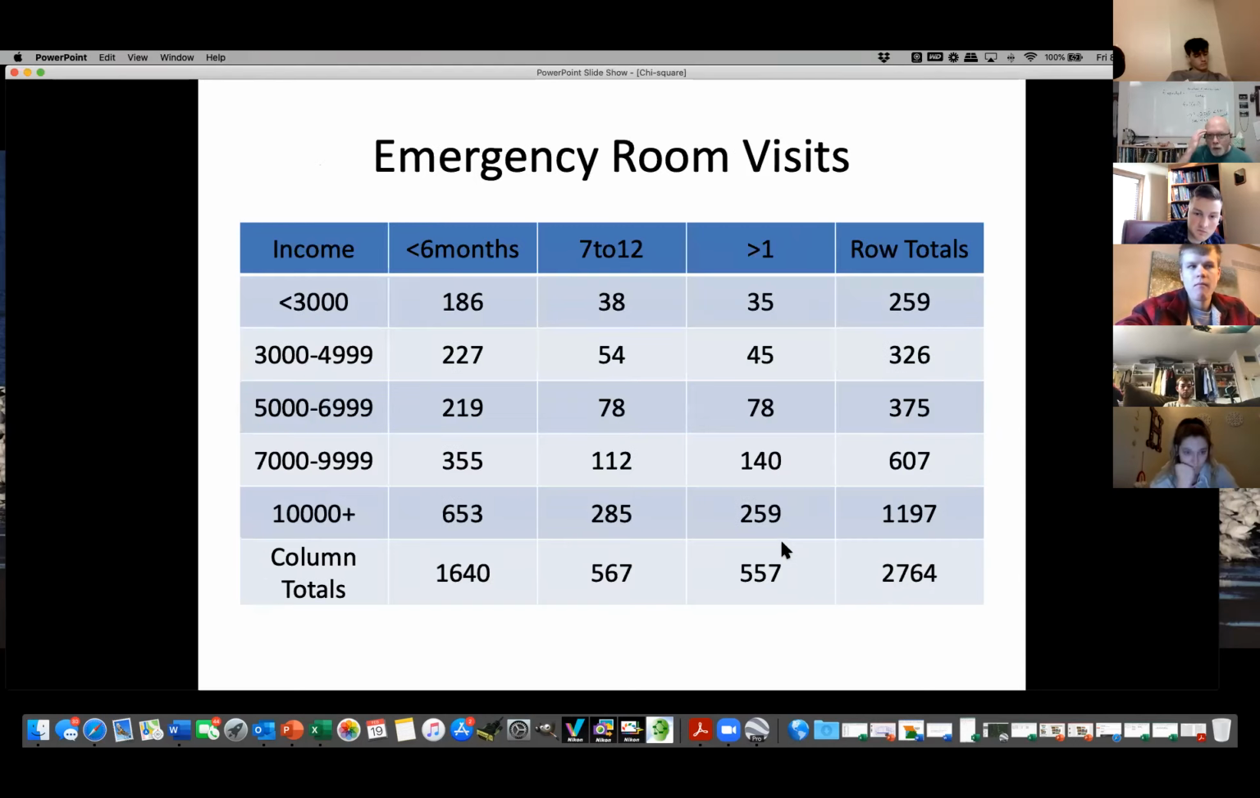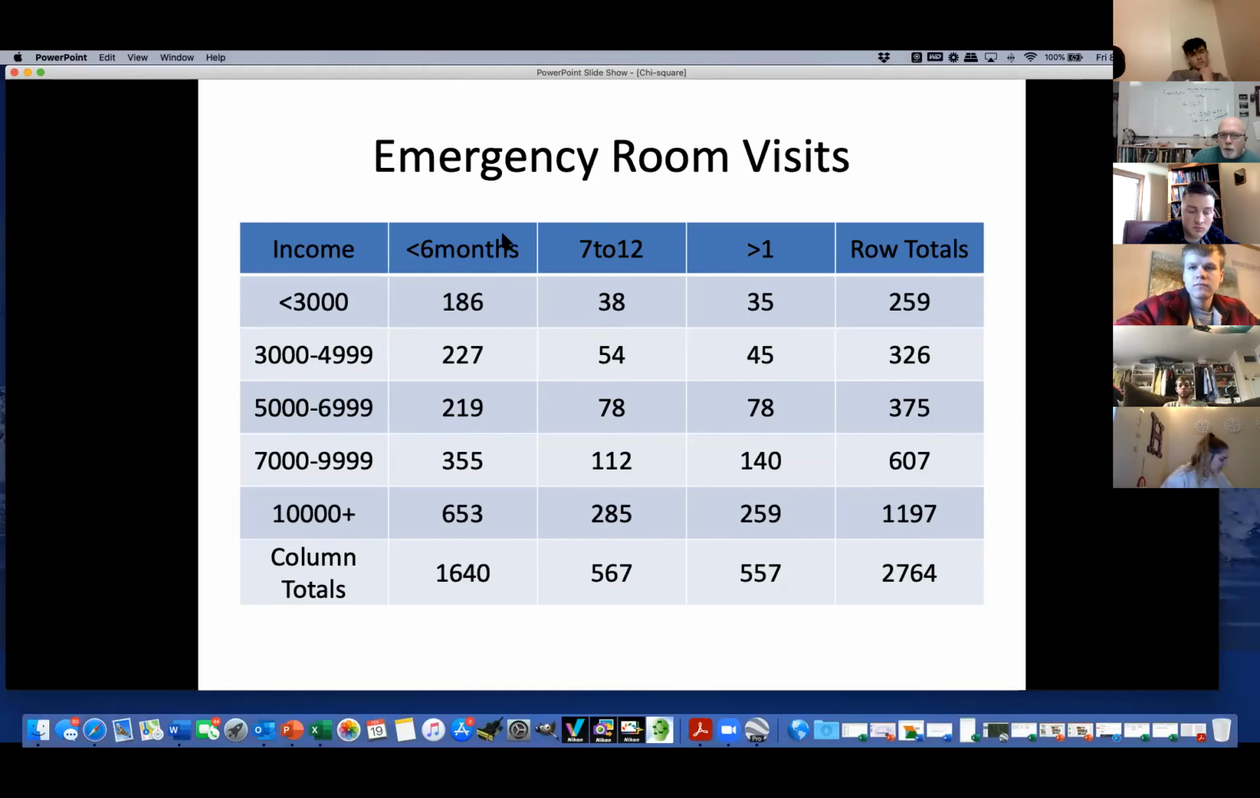Let's go to a more complicated example. Because this is more complicated, it would take us a really long time to work through this in class. So this is basically looking at emergency room visits. We have a questionnaire which basically says, have you visited the hospital in the last 6 months? Have you visited the hospital in the last 7 to 12 months? Or has it been more than a year since you've visited the hospital?